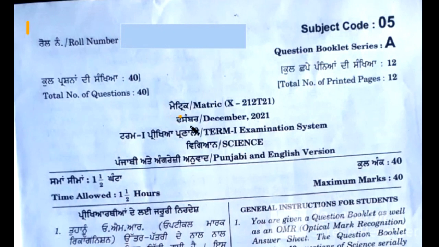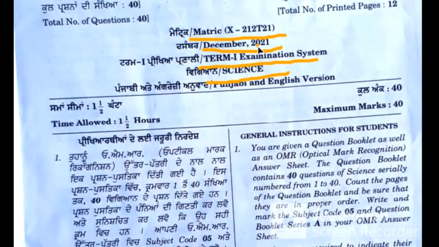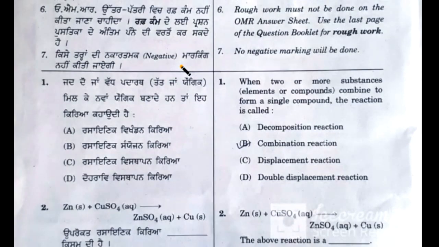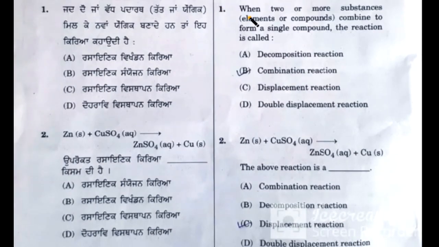Today I provide 10th class December term 1 examination master science paper. Our first question is, when two or more substances, elements or compounds combine to form a single compound, the reaction is called. The correct option is B, combination reaction.